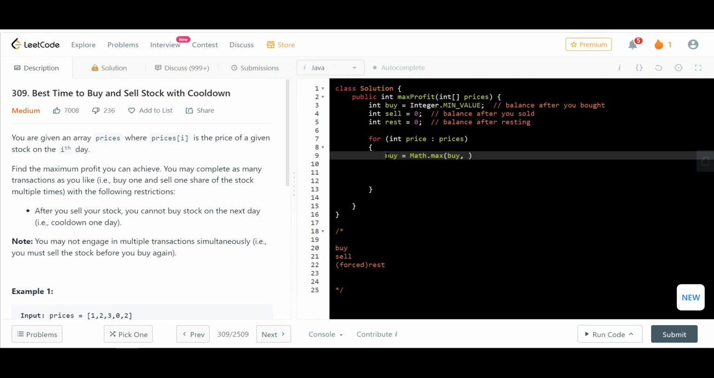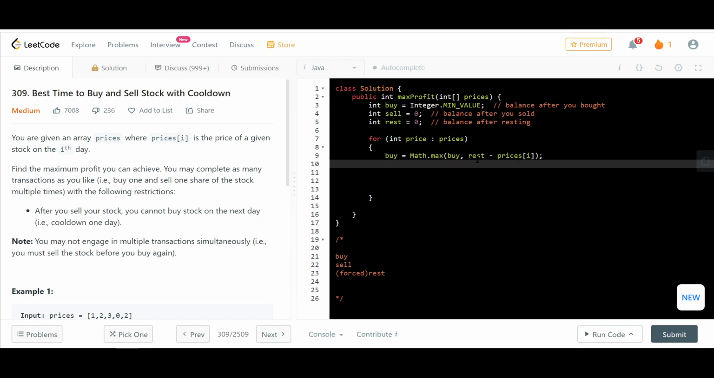So if you buy, then either it was the last buy, or you buy on this day. So when you buy on this day, you can't buy without resting, right? So the first day again, rest will be zero. So you rested, your balance was that, and then you give away your price. Okay, this is buy.